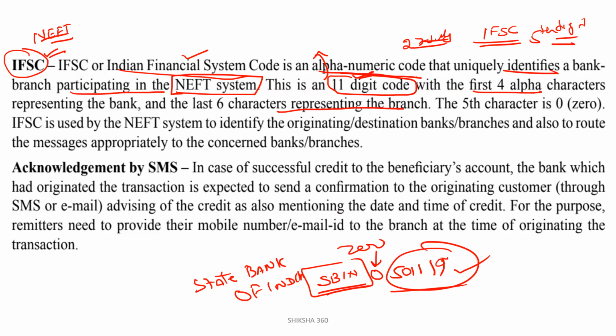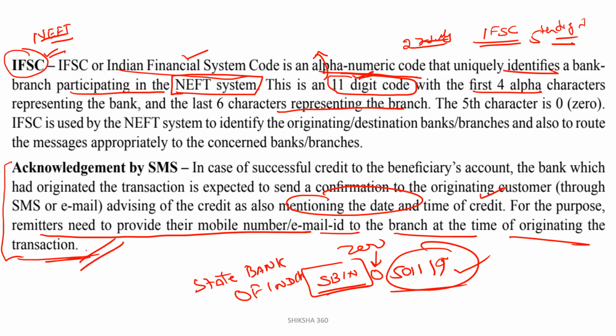The IFSC is used by the NEFT system to identify the originating or the destination banks or branches, and also to route the message appropriately to the concerned bank or branches. Acknowledgement by SMS: in the case of successful credit to the beneficiary account, the bank which originated the transaction is expected to send a confirmation to the originating customer through SMS or email, advising the credit and mentioning the date and time of the credit. For the purpose, remitters need to provide their mobile number and email ID to the branch at the time of originating the transaction. Clear? Basically, they have to provide all the details to the branch.